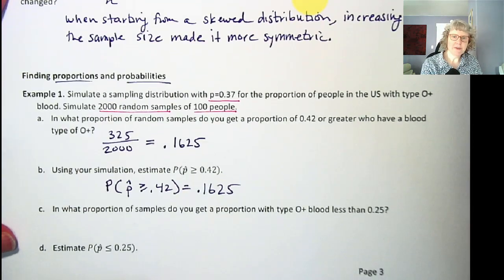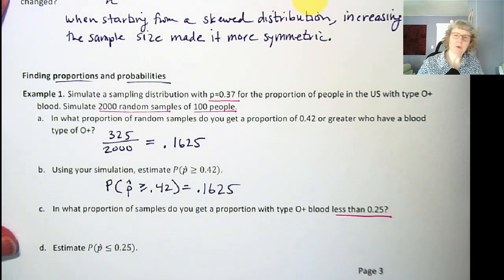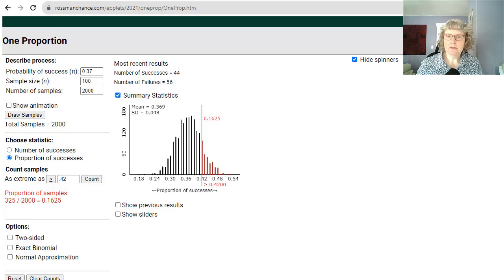Okay, I bet you can guess we're going to go the other way. What proportion of samples do you get a proportion with less than 0.25? Less than 0.25. So let me go back. Now I'm going to click this greater than or equal. So remember, this points to the right. So if that's greater than, if I click on it once, I get to less than or equal to, and it points to the left.